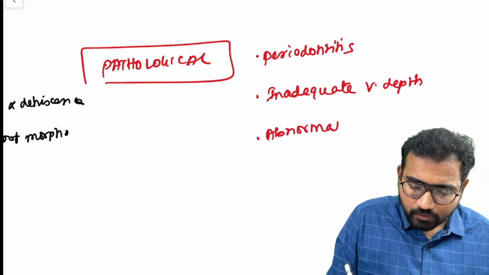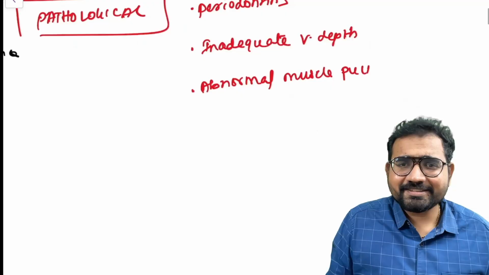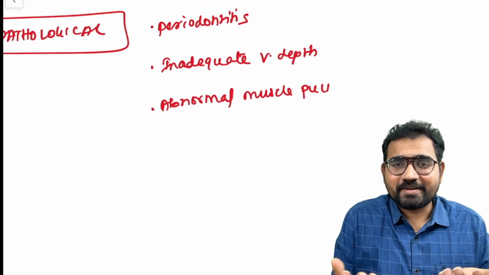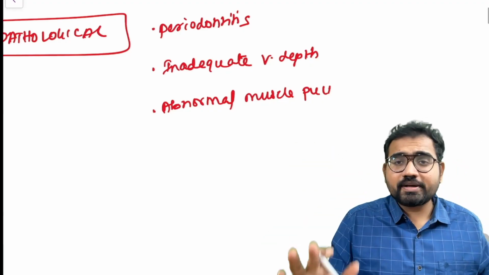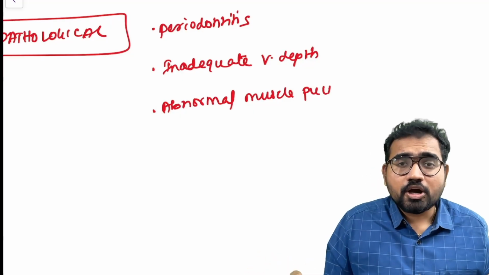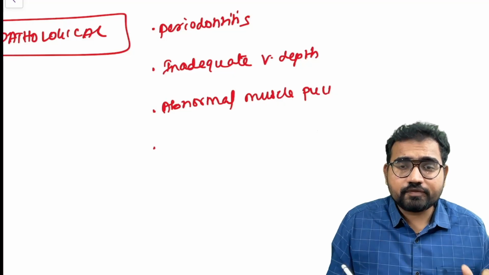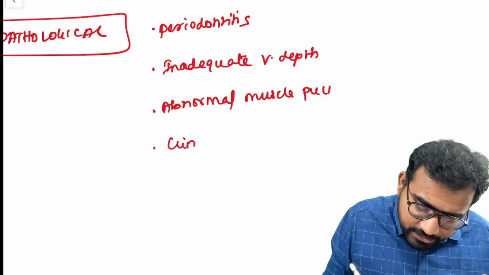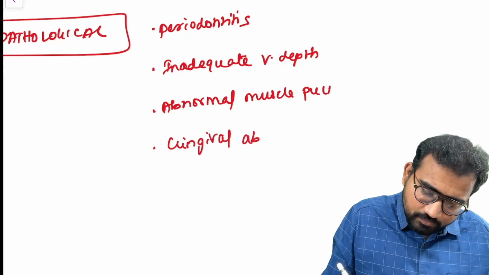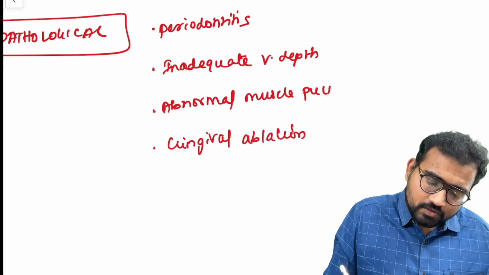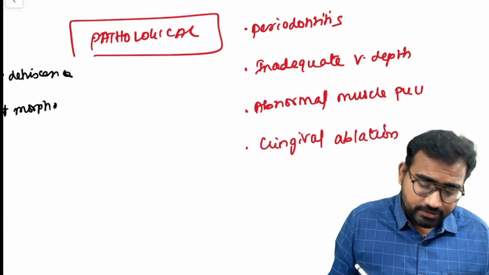Abnormal muscle pull. What do you mean by that? Simple: frenal attachment. What is the treatment? Frenectomy. Very good. So periodontitis, inadequate vestibular depth, abnormal muscle pull, or any friction from the soft tissues, that is nothing but gingival abrasion. So these are the pathological aspects because of which recession takes place.